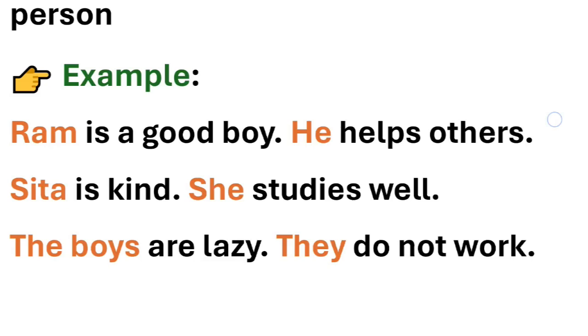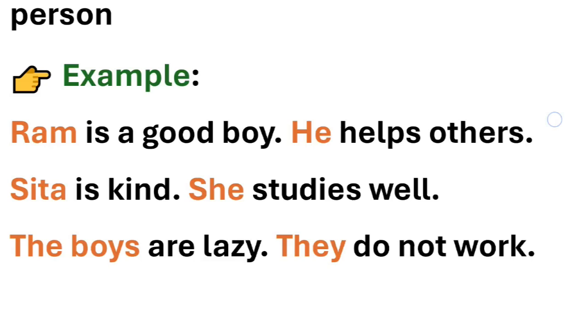Let's talk about it. Example is: Ram is a good boy. He helps others. Now over here Ram is a singular noun and masculine gender. So the pronoun we have used is he. Why he? Because he is also singular in nature and is of masculine gender. So this particular word he better suits Ram.